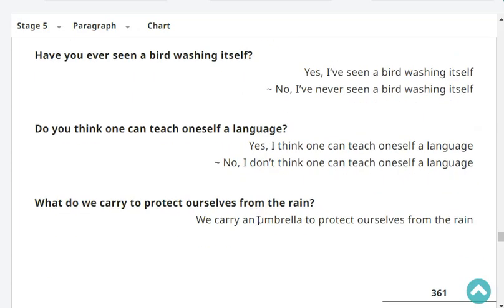Have you ever seen a bird washing itself? Yes or no? No, I've never seen a bird washing itself. Do you think one can teach oneself a language? Yes or no? Yes, I think one can teach oneself a language.